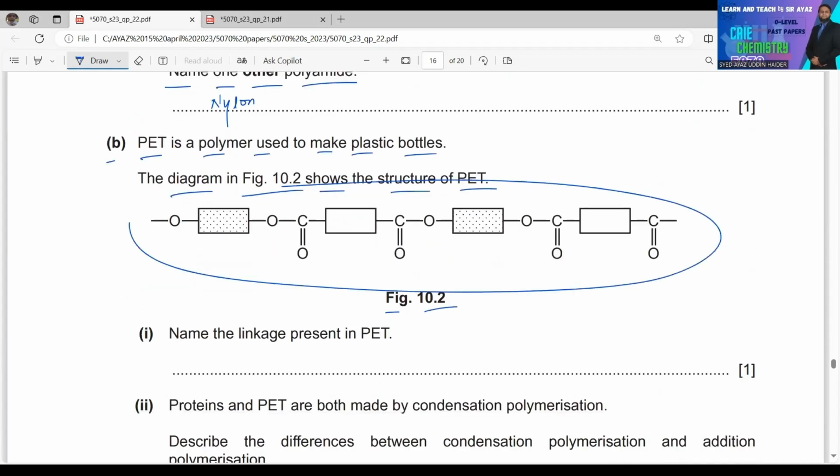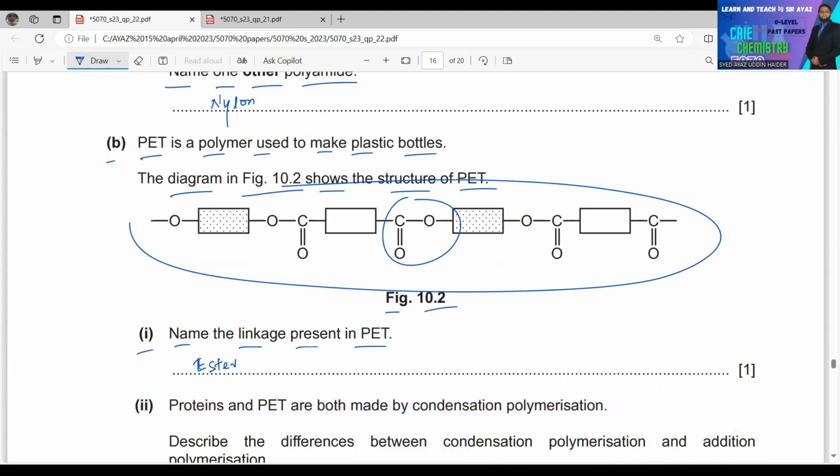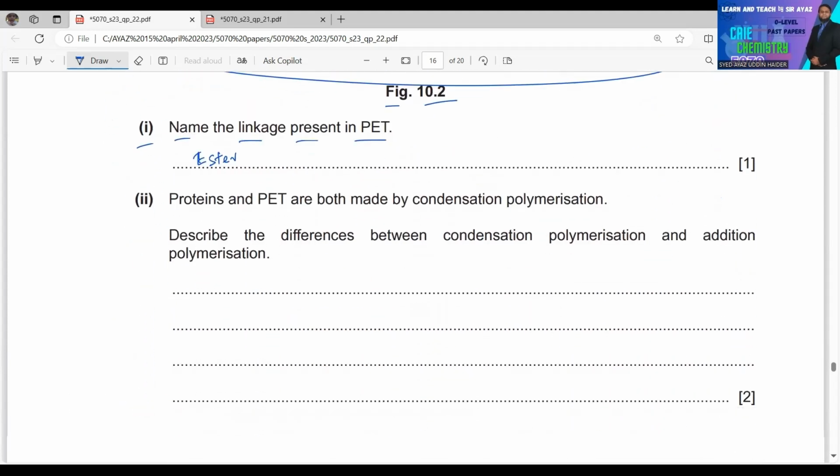This is the structure. Number 1, name the linkage present in PET. Here's the linkage. It's known as ester linkage. So write ester here. Number 2, proteins and PET are both made by condensation polymerization. Describe the differences between condensation polymerization and addition polymerization. So you can refer the formation or involvement of monomers.